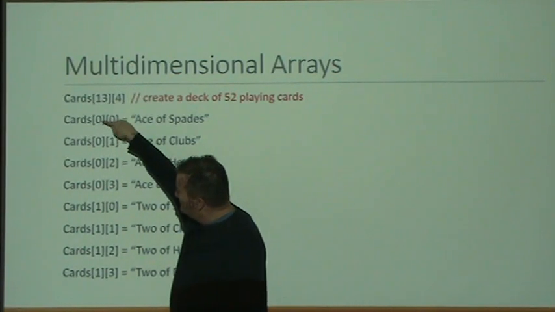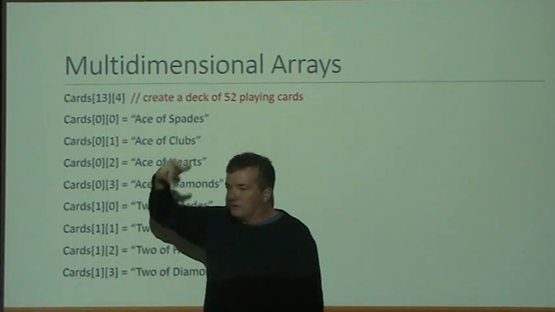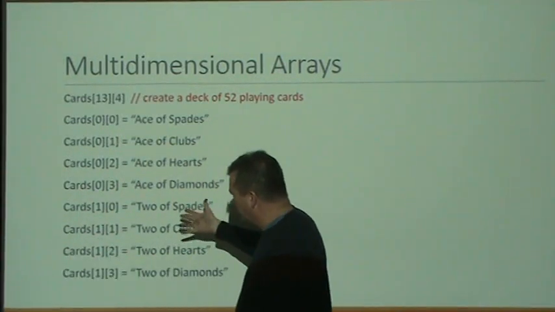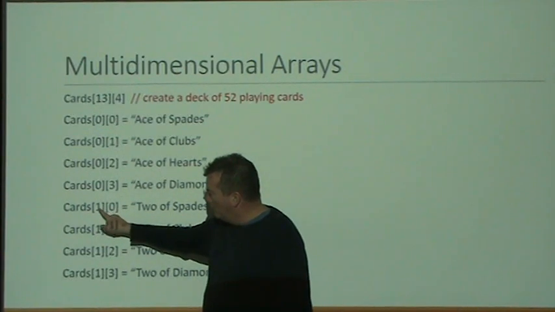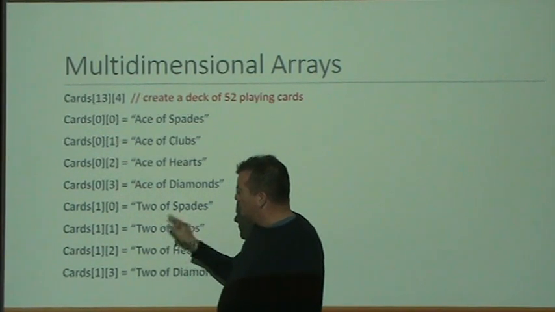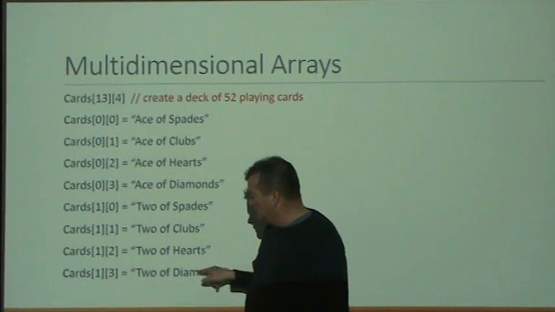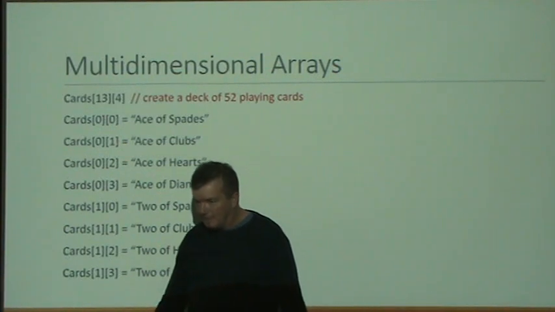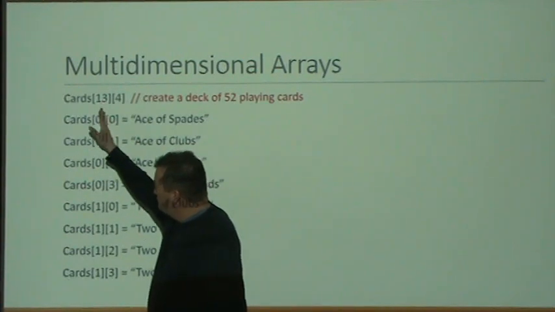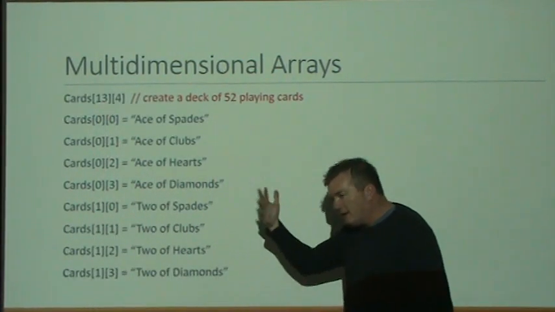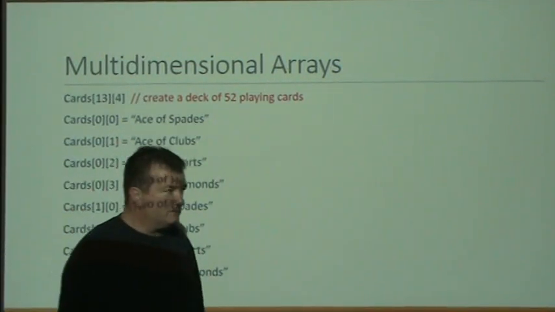So now basically the 0 in the row column indicates the rank of the card, which 0 would be ace in this case. And then if we wanted to have 2s, it would be 1, 0 is a 2 of spades, and 1, 1 is a 2 of clubs, and 1, 2 is a 2 of hearts, and 1, 3 is a 2 of diamonds, and then just keep doing that. So we would have a 2-dimensional array, 13 rows by 4 columns to have all 52 cards in the deck. And this is, of course, allowed.